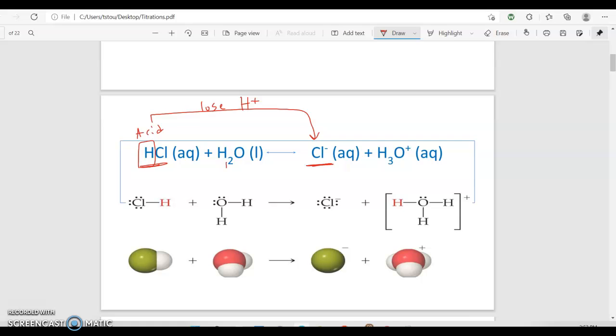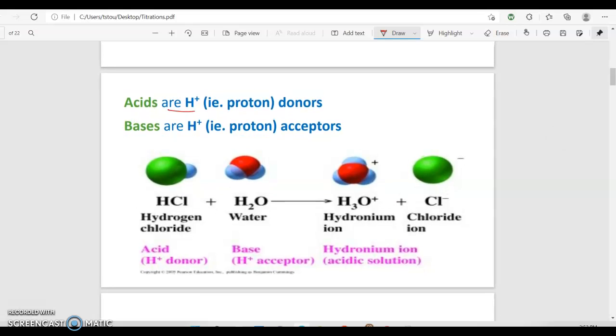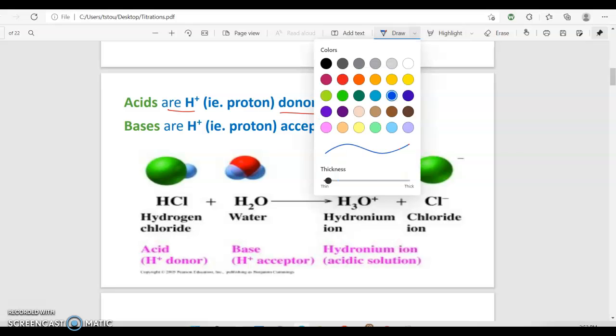If we look at the other side, look at water. Water has now H3. That means it gained an H. And not just an H, it went from no charge to a plus charge. It gained an H plus. So here's an acid-base reaction where HCl is the acid, it lost an H, and H2O is the base. It gained an H. To recap that here, acids are H plus donors, and bases are H plus acceptors.